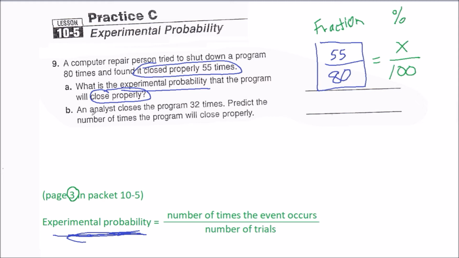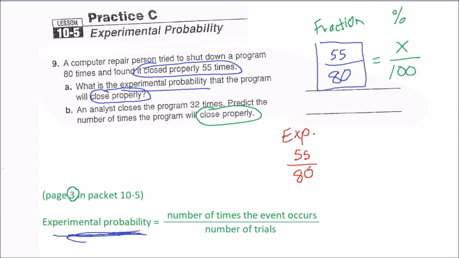Predict the number of times the program will close properly. So the thing to notice here, we're still talking about closing properly, and that's what we talked about. We had an experimental probability of closing properly, so we're still talking about the same thing. So we can here look at, in the experiment, we had 55 times it closed properly out of 80 times.